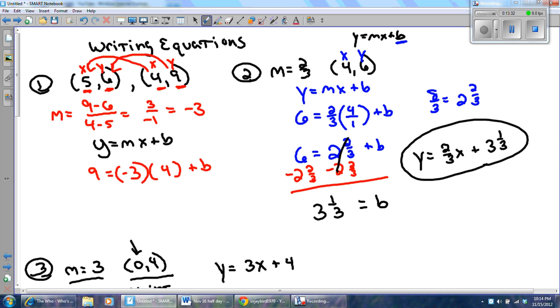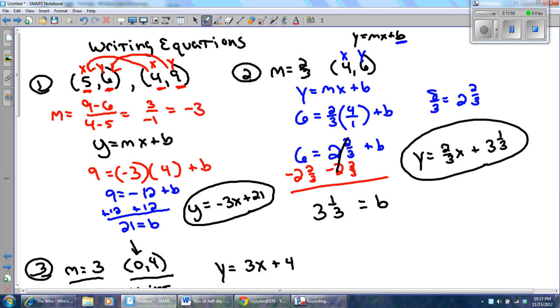to solve for b. So when I simplify this, I'm going to get 9 equals -12 plus b. Adding 12 to both sides will give me 21 equals b. My equation, therefore, becomes y equals -3x plus 21. And there we are.